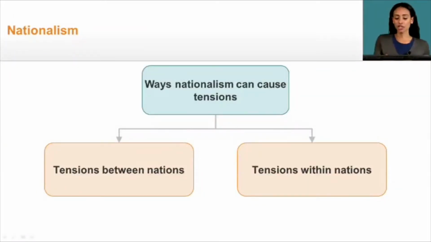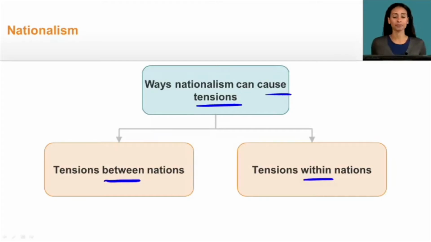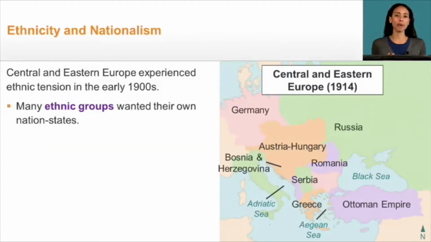We know that nationalism can cause tensions between nations, but let's take a look now at how they can cause tensions within nations. Now, the first thing we need to think about is why might a group of people want to have their own country or be independent? And a lot of that has to do with sharing an ethnicity.